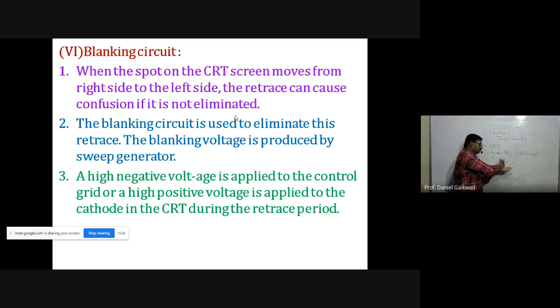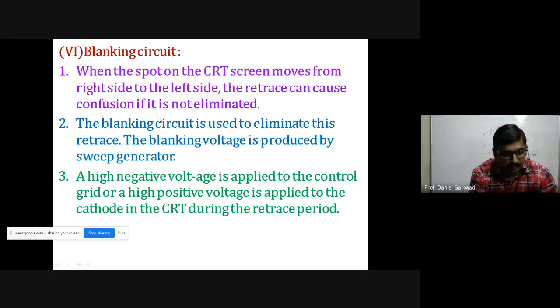So we should hide it when the electron beam moves from right to left. That should be hidden, meaning off. The beam should be off when the beam moves from the right to the left end of the screen. That is done with the help of the blanking circuit here. So check carefully. Once again, we have the first point that we have given.